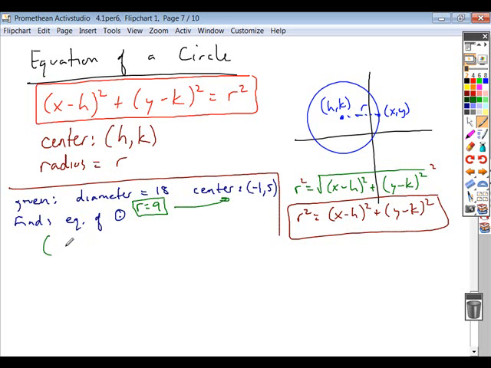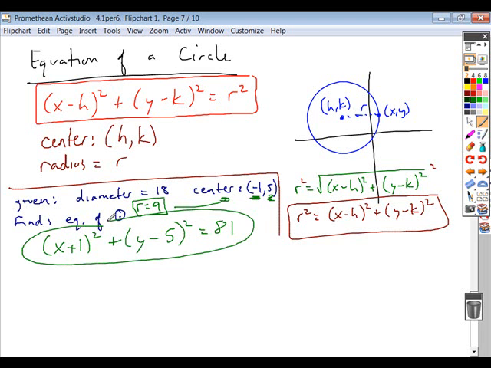So our equation for this circle is (x - (-1))² + (y - 5)² = 9². What is 9 squared? 81. And so you can solve this type of problem extremely quickly just by plugging all the pieces into the equation of a circle.